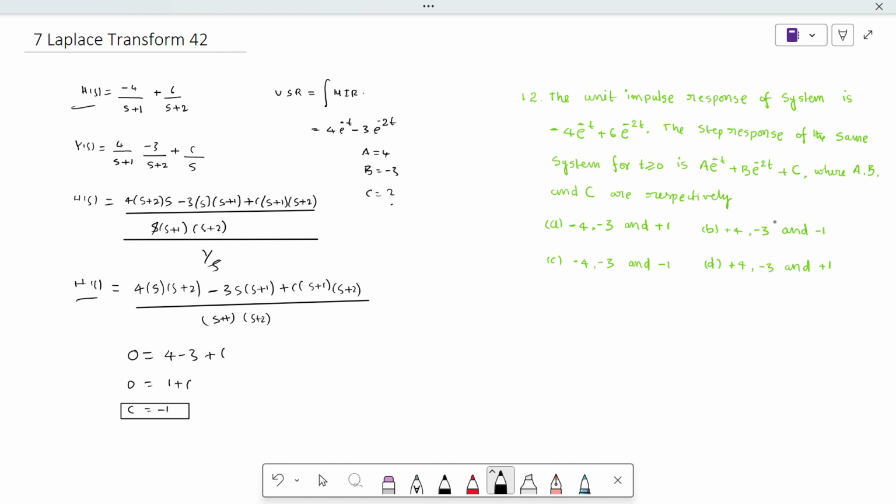So this is the concept. So the option is: a equal to 4, b equal to minus 3, c equal to, we got, minus 1. So this is the answer.